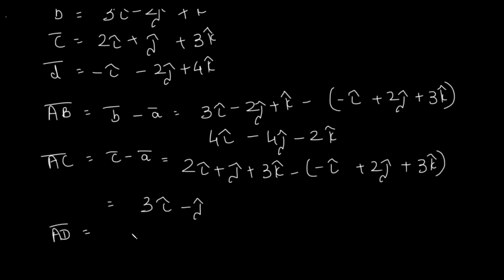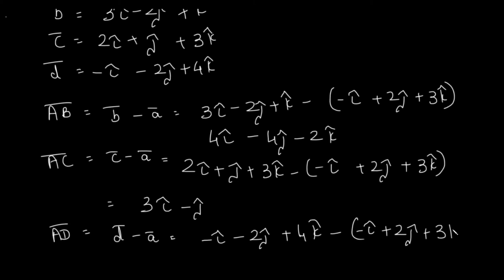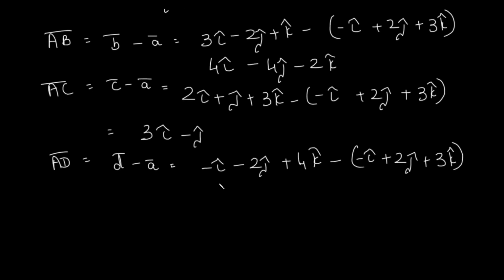Similarly, AD becomes D minus A, which is minus i minus 2j plus 4k minus again A. Upon solving this, we get minus i plus i, which gives us 0, minus 2j minus 2j, which is minus 4j, and similarly 4k minus 3k gives us plus k. So in this way we get AB, AC and AD.